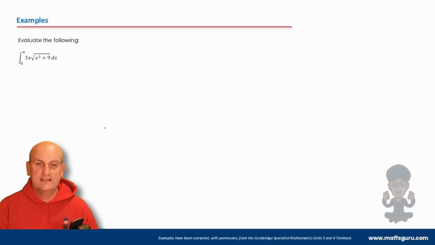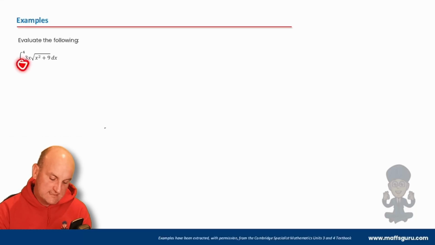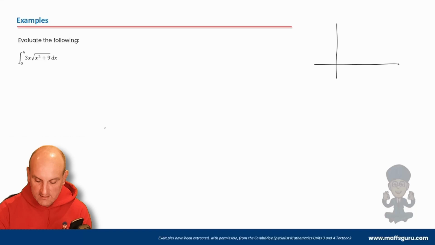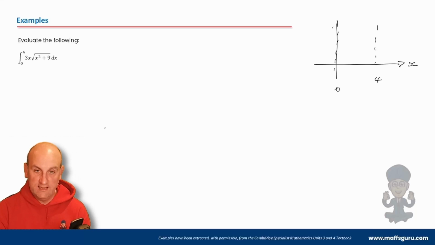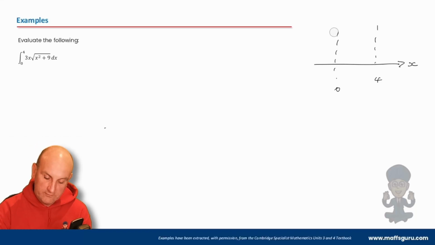We've got the integral between 0 and 4 of 3x root x squared plus 9 dx. Now, word of warning, remember this 0 and this 4 come from the fact that whatever that function looks like, it's because we have x on our x-axis, and therefore we would be looking at finding our area between x is 0 and x is 4. All right, so that's really, really important for what's about to come up. I'm going to rub that out to give myself some real estate.